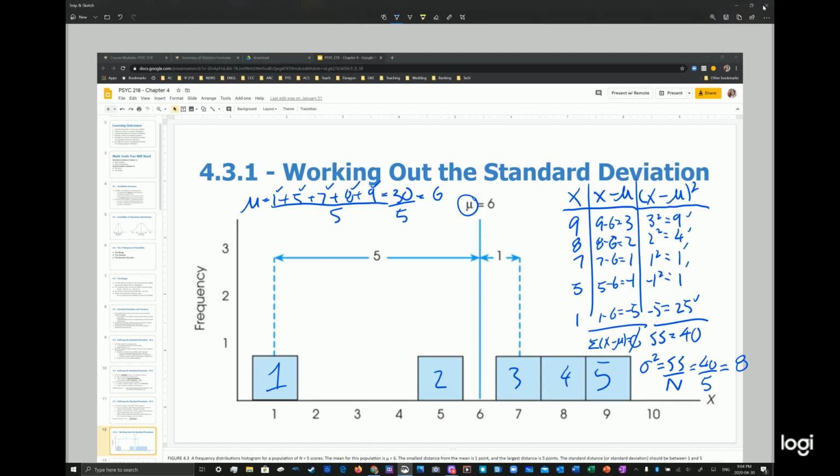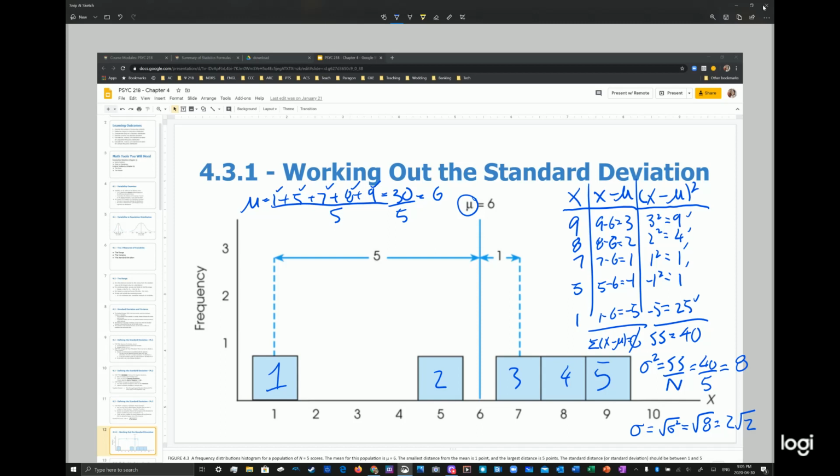And one last step, sigma, which is the square root of sigma squared, which is the square root of 8, which you can write as a radical, 2 root 2. So there you go. That's our standard deviation. So our scores in terms of standard deviations would be 2 root 2 from the mean.